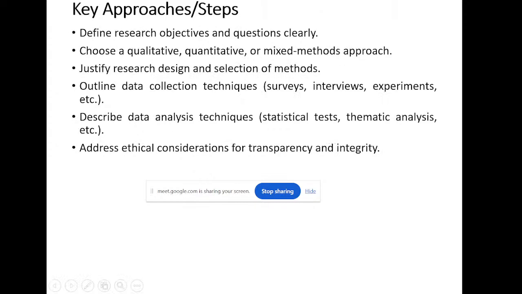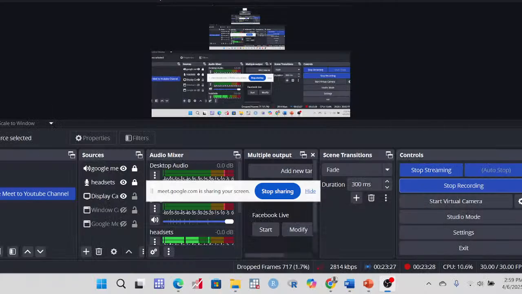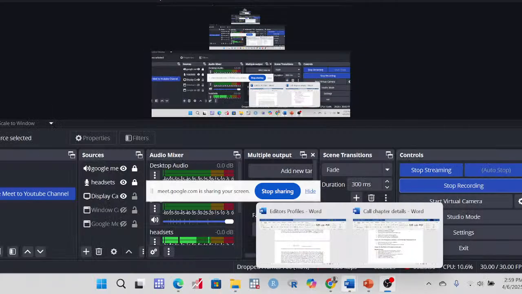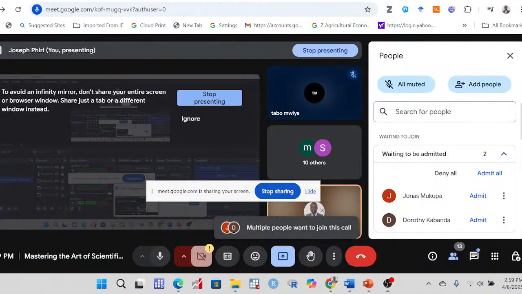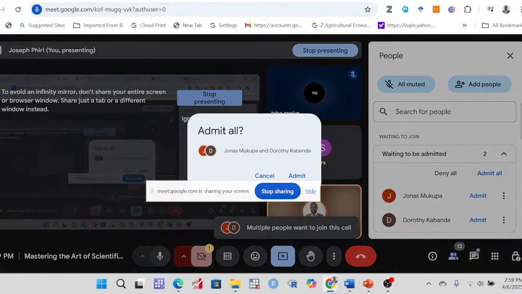So, as I look at the key approaches, sorry colleagues, my call is being distracted from time to time because I'm allowing the guys that joined in late. Apologies for that.